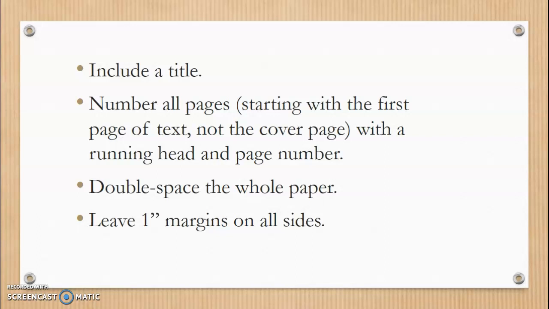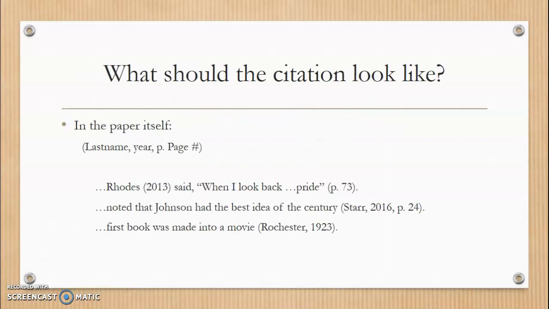Double space the paper. If you are using Microsoft Word, the easiest way to do this is to select all of the text, hold down the Control key, then push the number 2. Do not hit a hard return after each line. Finally, make sure that your margins are 1 inch all the way around. Now that we have looked at the format of the document, let's look at the format for a citation.